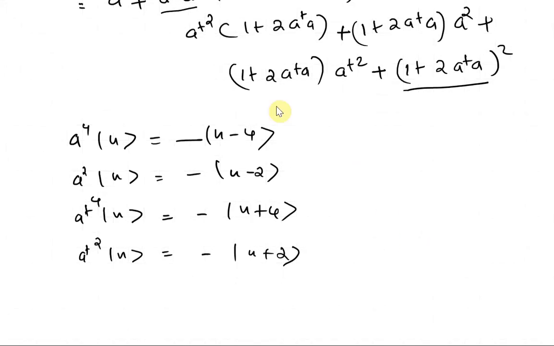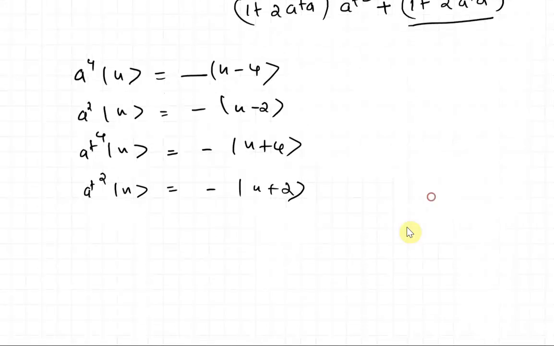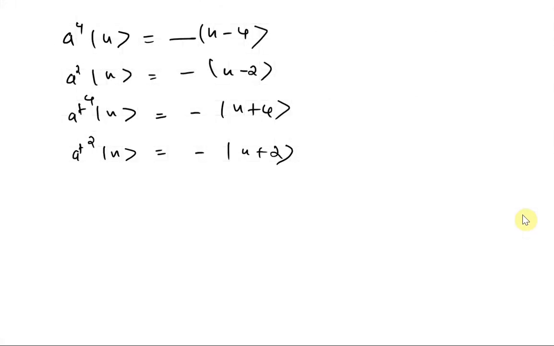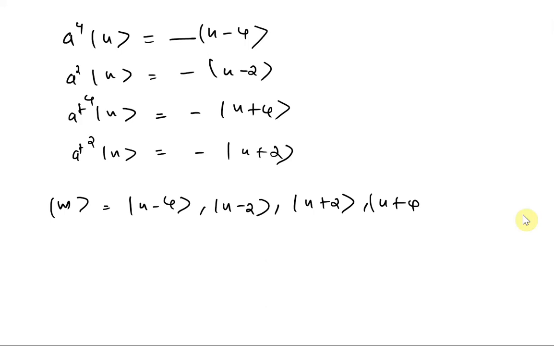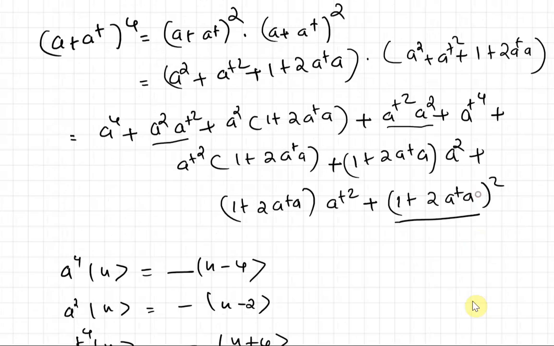So right now I know what the possible values of M are. To identify that only, I have done all this. So the possible states of M, let me write. M is n minus 4, n minus 2, n plus 2, and n plus 4. These are the four possible states of M. Okay.